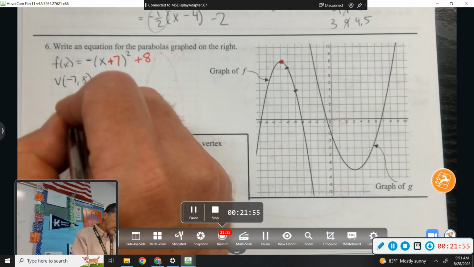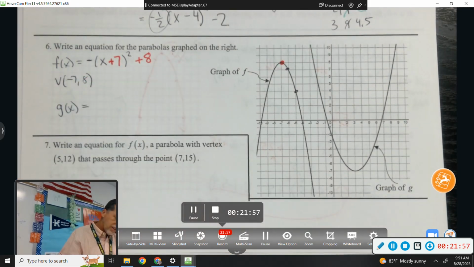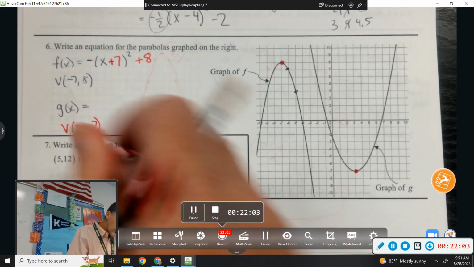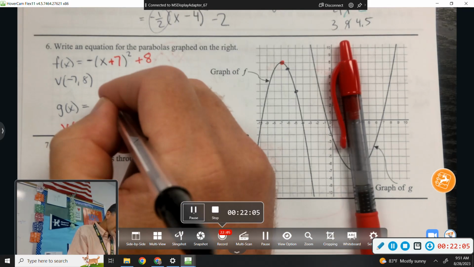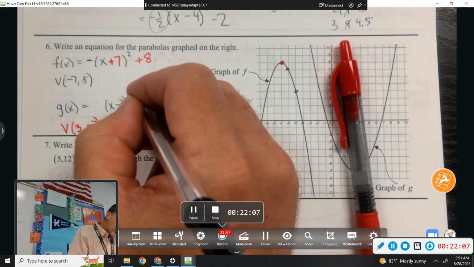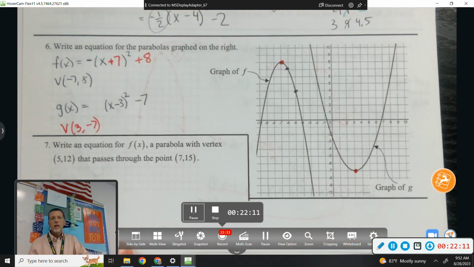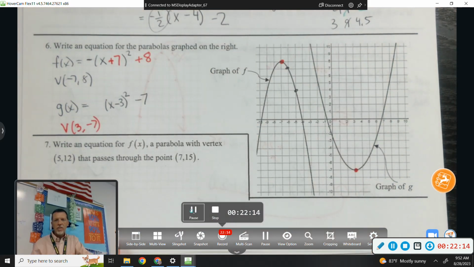All right, g of x. So vertex at 3, negative 7. So that's x minus 3 and then minus 7. It's positive, so I don't have to worry about that. But it's compressed by a half.